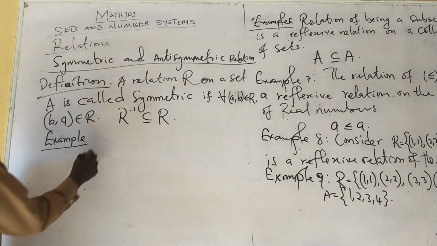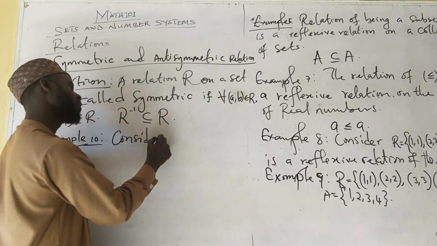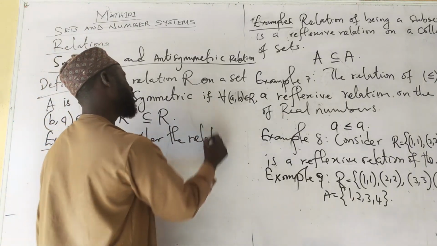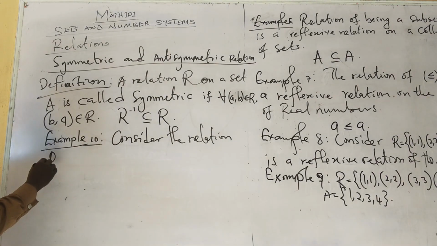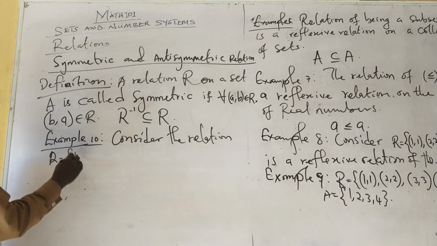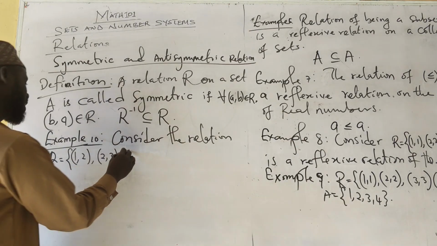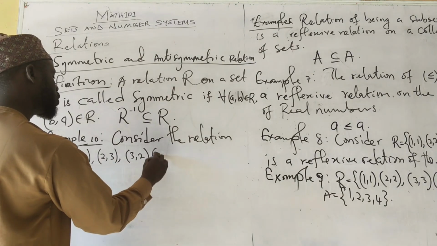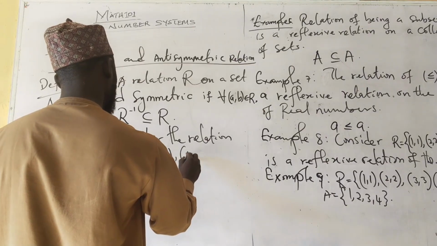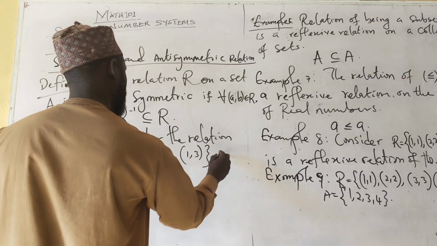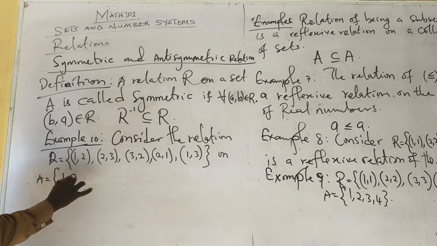Example 10. Consider the relation R equals {(1, 2), (2, 3), (3, 2), (2, 1), (1, 3)} on a set A equals {1, 2, 3}.